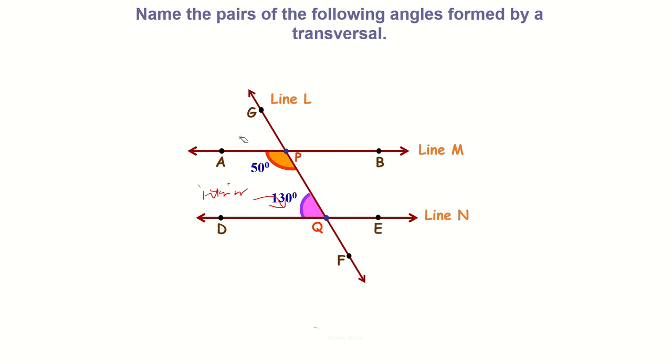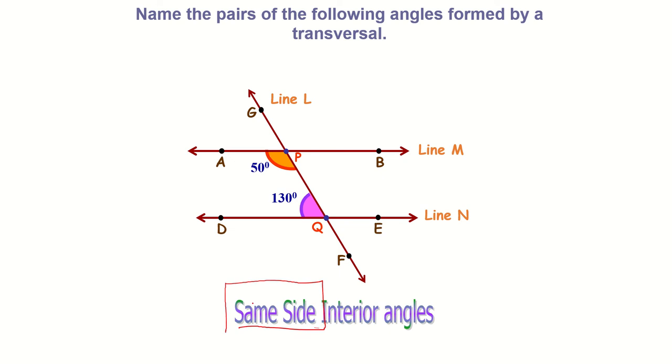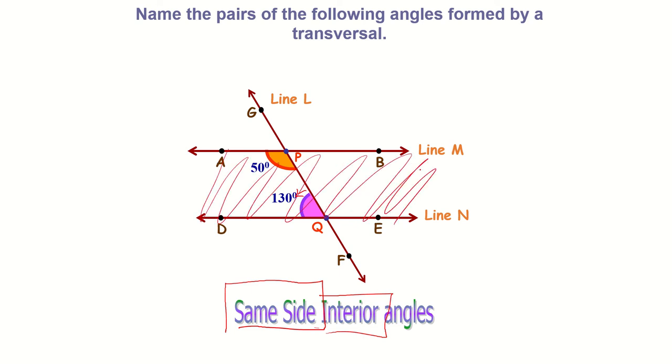Okay. How about this example? So you have angle APQ and here we have angle DQP. Okay, that's right. Same side interior angles. So why same side interior angles? From the title itself, same side. Both of the angles given are on the left side of our transversal. Then interior, because both angles are in the inner portion of our lines cut by a transversal.